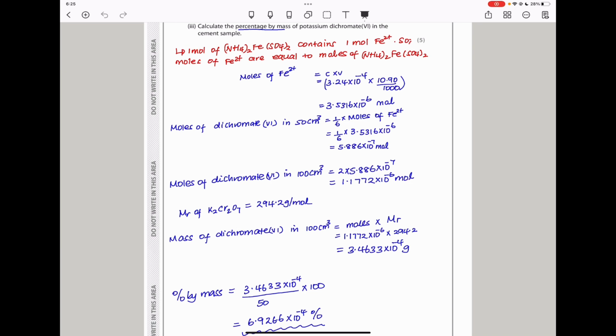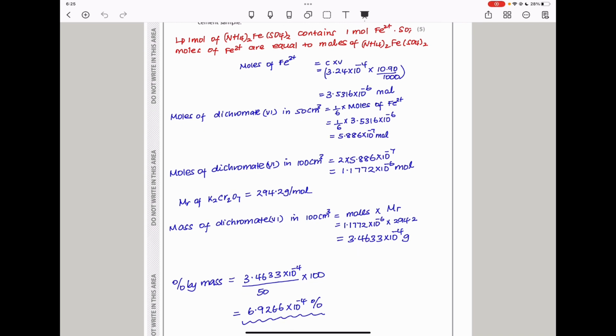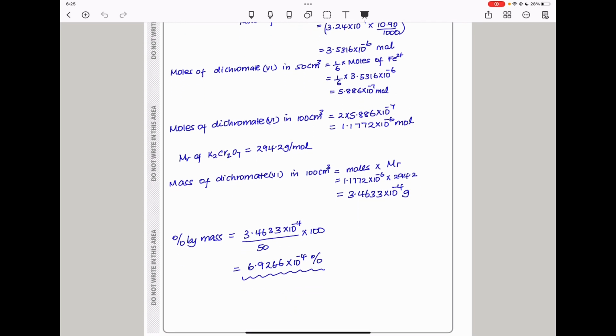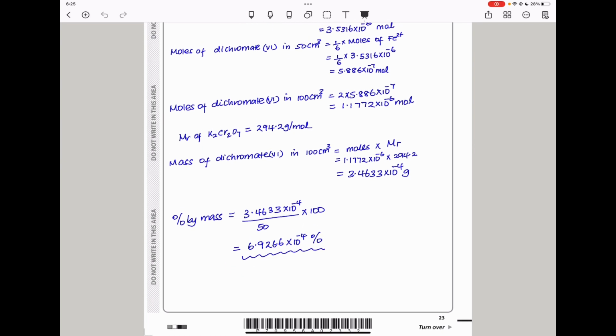I need to find the molar mass of the dichromate. Since this is the formula, you look at your periodic table, the molar mass is 294.2 gram per mole. Now, I'm going to use the number of moles and the molar mass to find the mass. So mass of dichromate in 100 centimeters cubed should be the moles times the molar mass, and I got 3.4633 times 10 power negative 4 grams. And finally, percentage by mass should be the mass of the dichromate divided by the mass of the original cement sample times 100, and that gave me this as my answer. That is the percentage by mass.